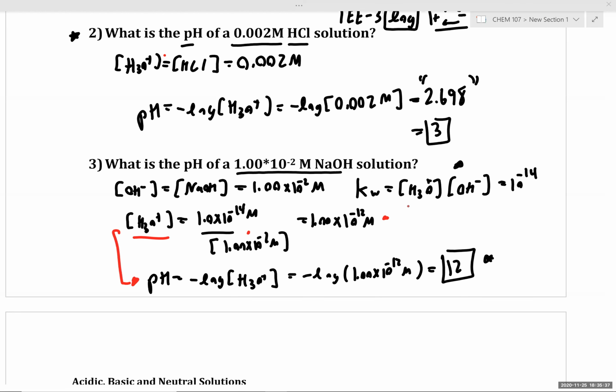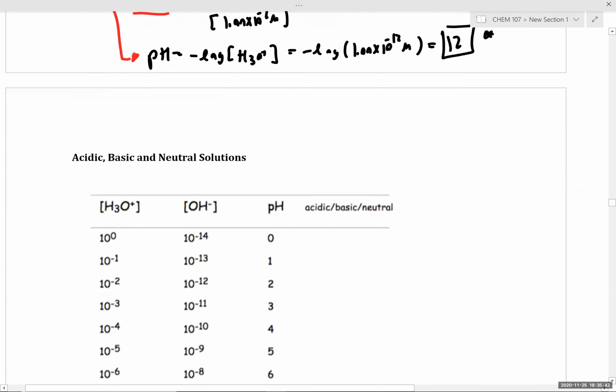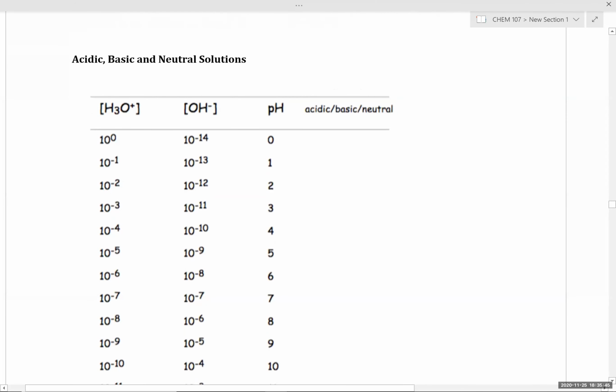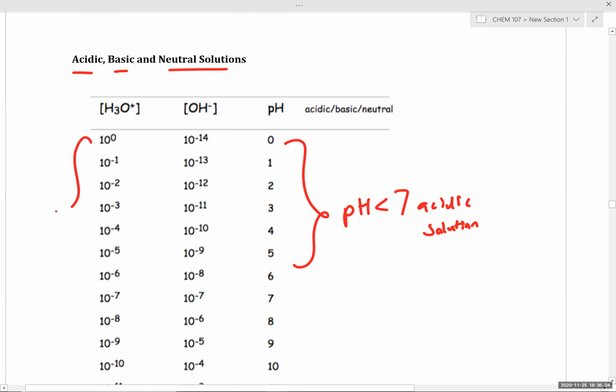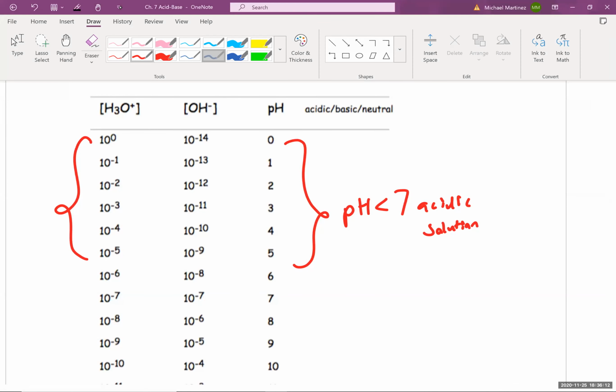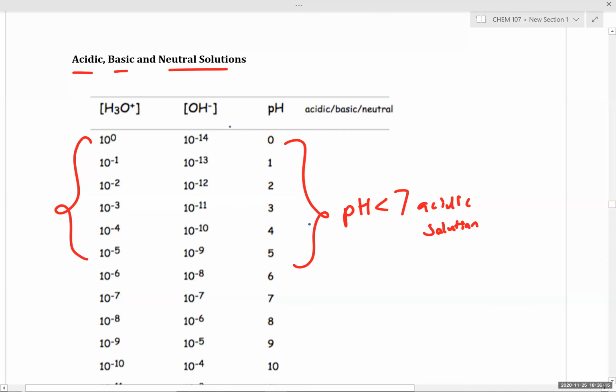Okay, so let's keep going with this and let's try to place these pH values and concentrations into perspective. So for acidic, basic, and neutral solutions, anytime you have a pH of less than 7, we are dealing with an acidic solution. So acidic solutions have concentrations of hydronium from 10 to the 0 to 10 to the negative 6 and past that. Conversely, they have very low concentrations of hydroxide.